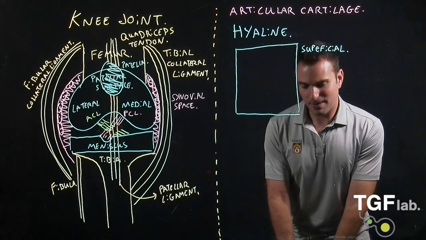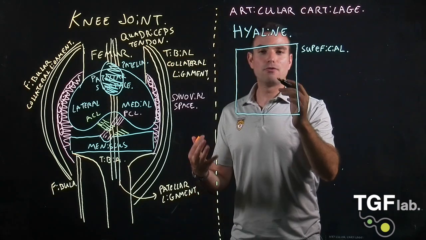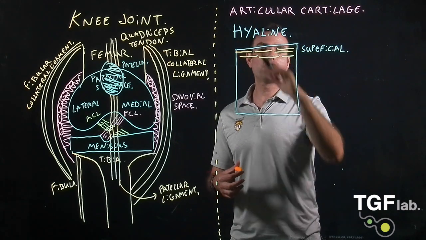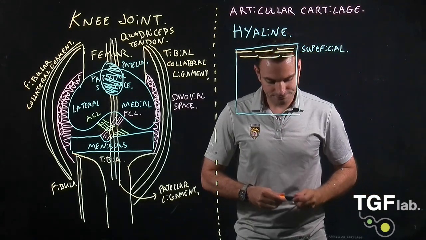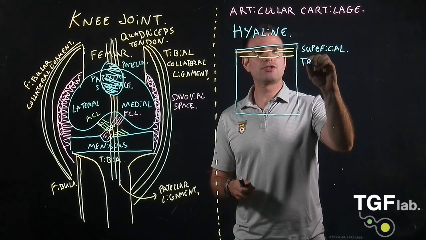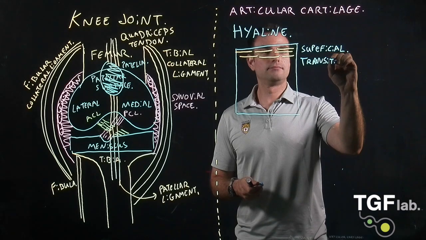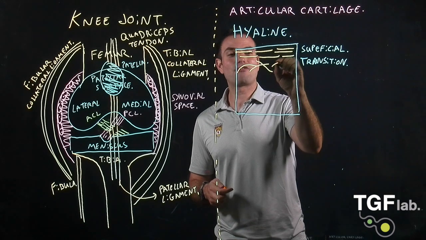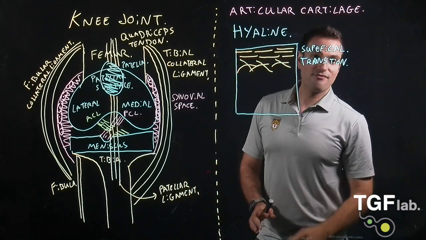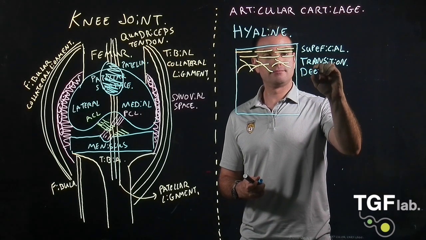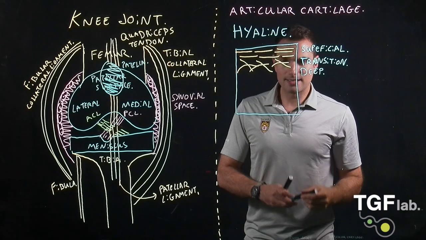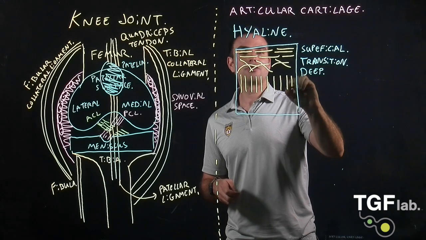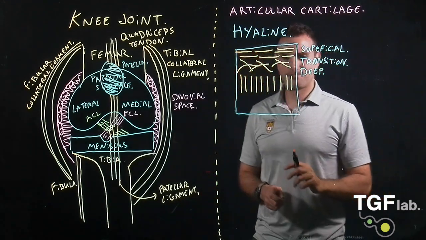So this zone is characterized by the presence of collagen type 2 filaments that are going to be parallel to each other. So they are going to be aligned, and they are going to be parallel to the surface of the cartilage. Then we are going to have a transition zone. So in this zone, the collagen fibrils are going to be randomly aligned. And finally, we are going to have a deep zone. And in this zone, the collagen is going to be aligned, but in this case, is going to be perpendicular to the surface of the cartilage.